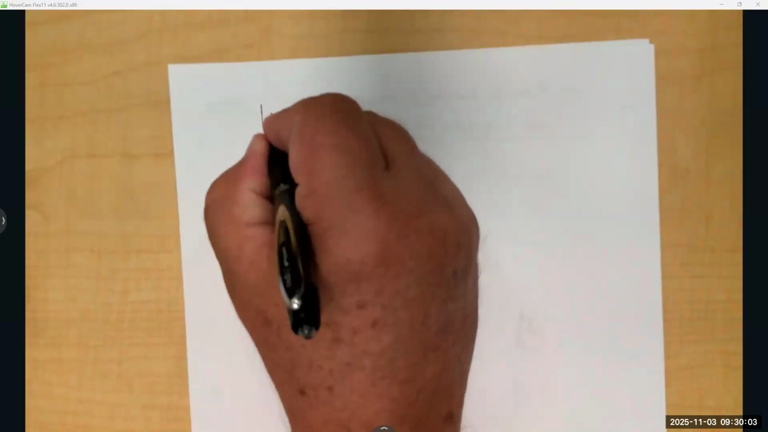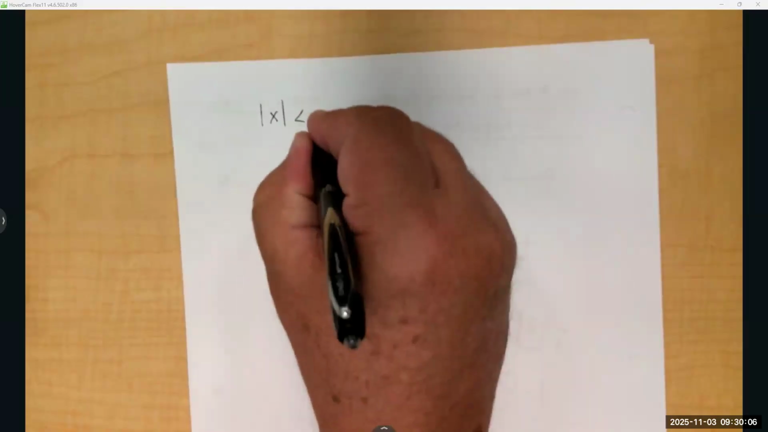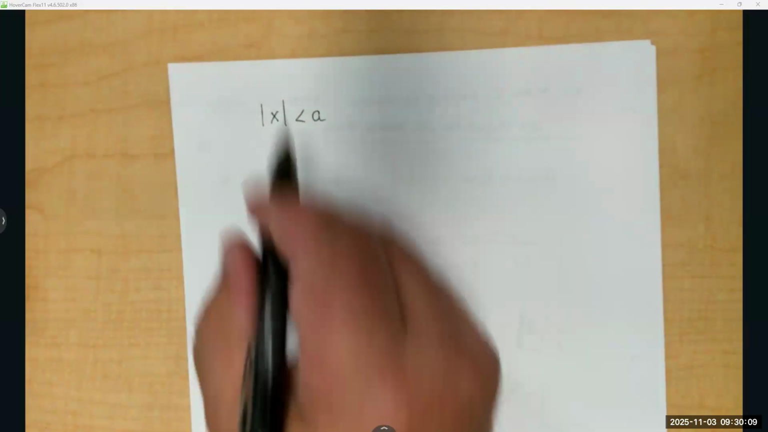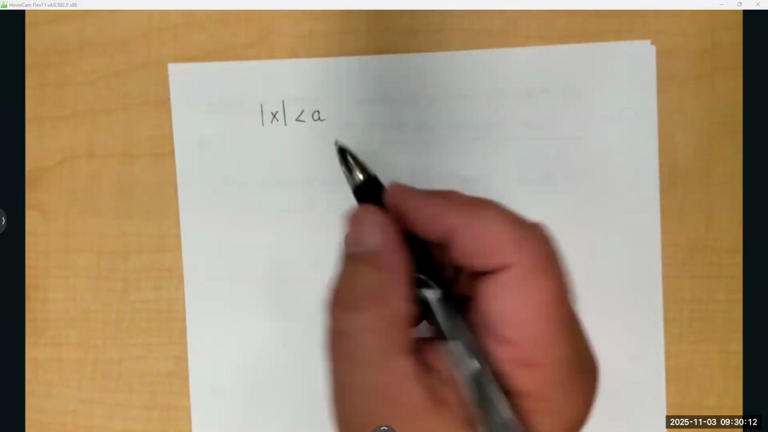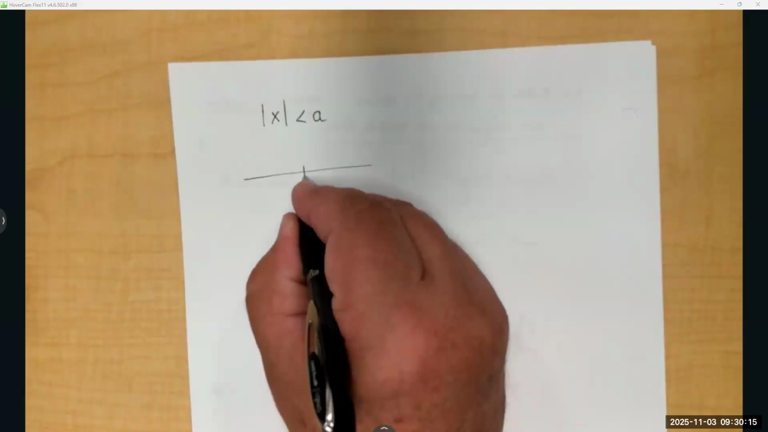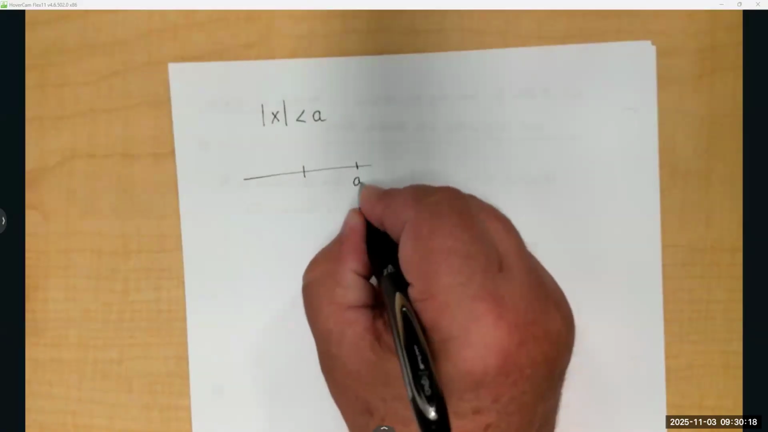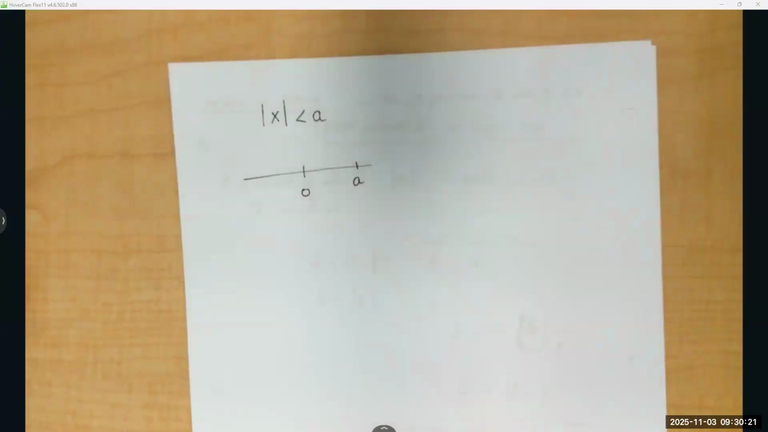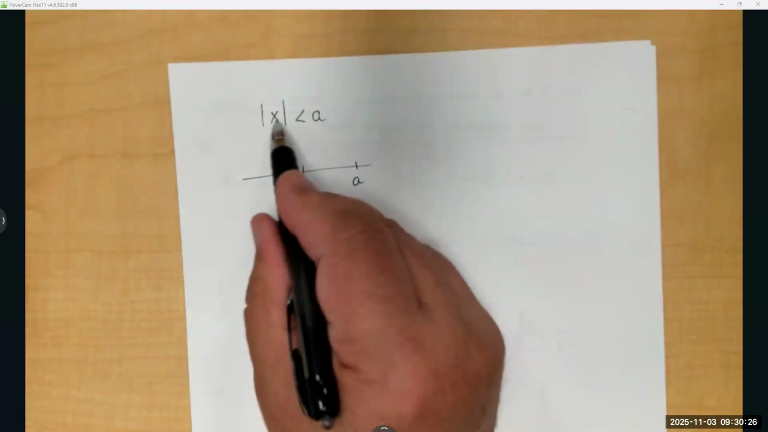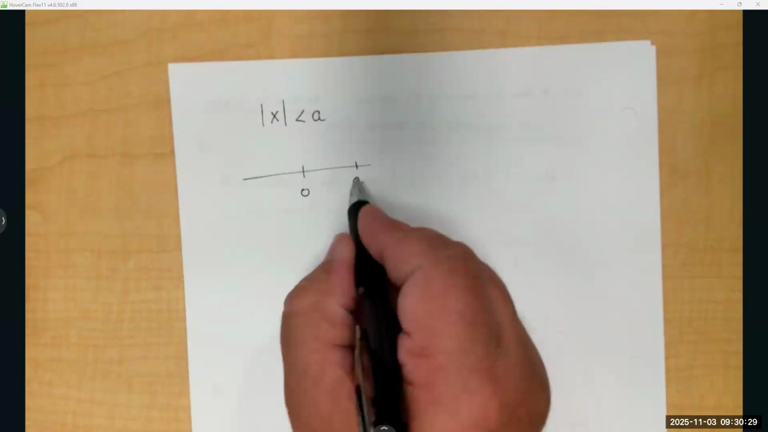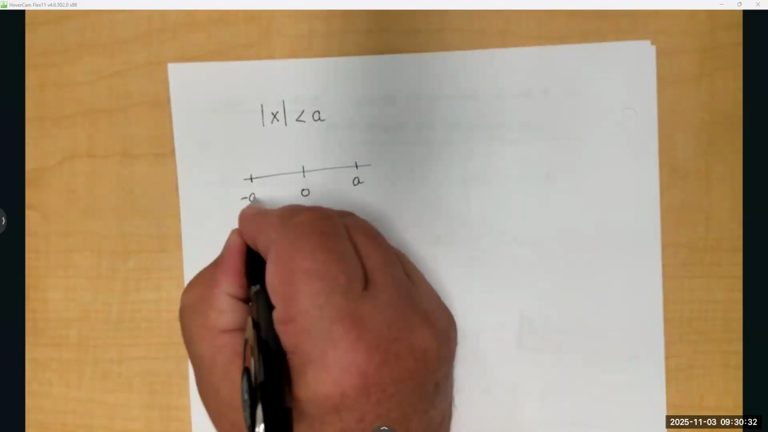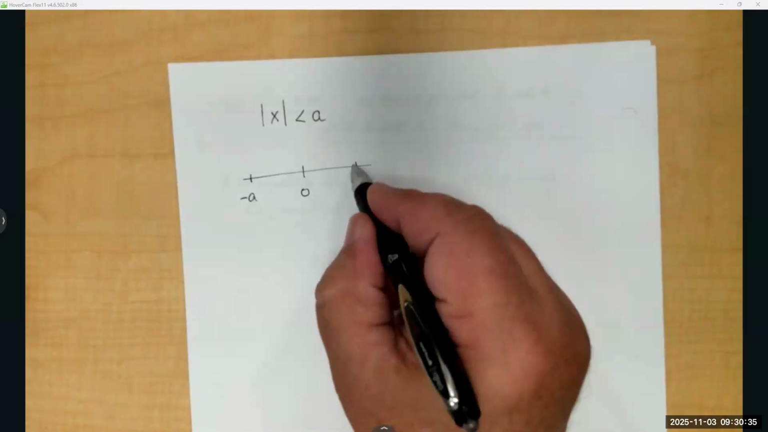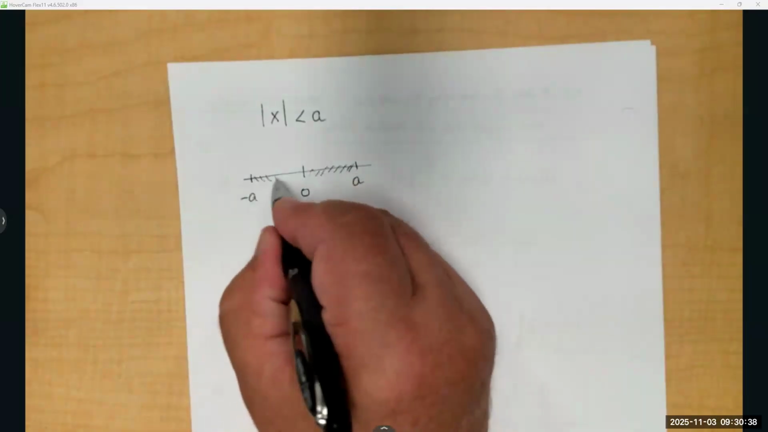What about absolute value inequalities? Absolute value of x is less than some number a. So if we had some number a here, remember, absolute value is how far it is from 0. So if the absolute value is less than a, we also have to have another side here, the negative a. And it's going from here to here, so this one has to go from here to here.